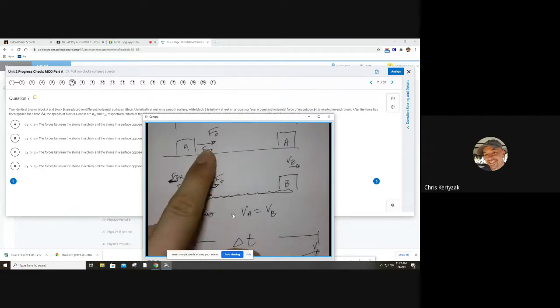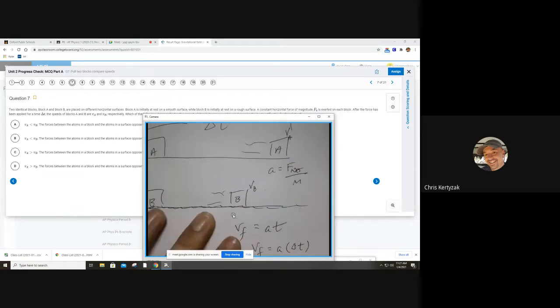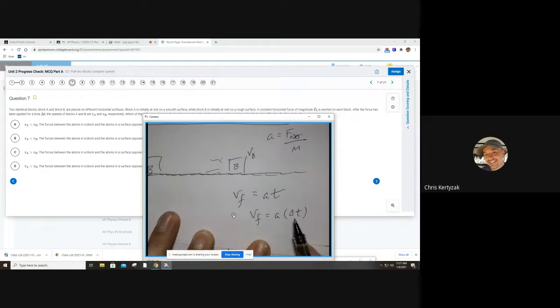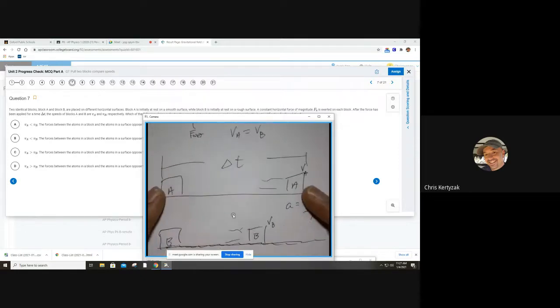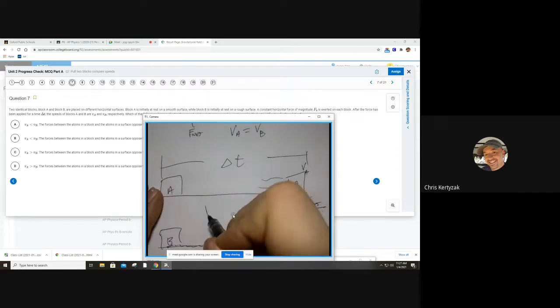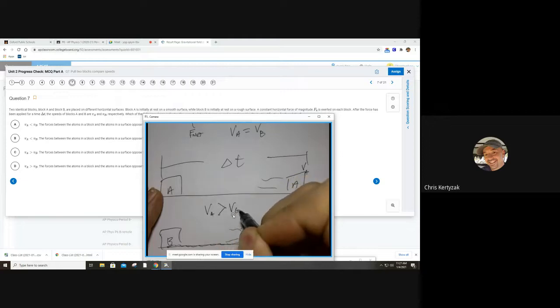He's got more acceleration. And if he accelerates for the same amount of time delta t as the other guy, since he's speeding up at a greater rate, his final speed would be greater, right? Which is why he's ahead. So we can conclude that VA must be greater than VB.